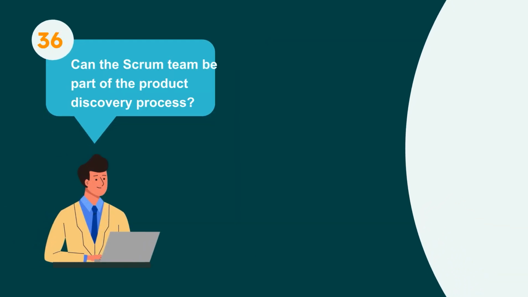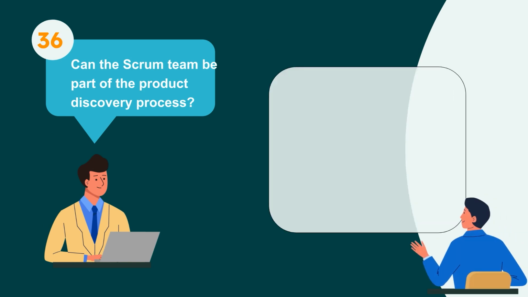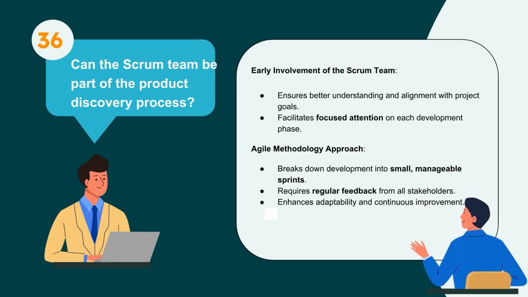36. Can the Scrum team be part of the product discovery process? Getting the Scrum team involved in your project early on is beneficial because what we have to understand is this. Agile methodology calls for breaking down the development process into small pieces, or sprints in the case of Scrum, which will require focused attention and regular feedback from all parties involved.